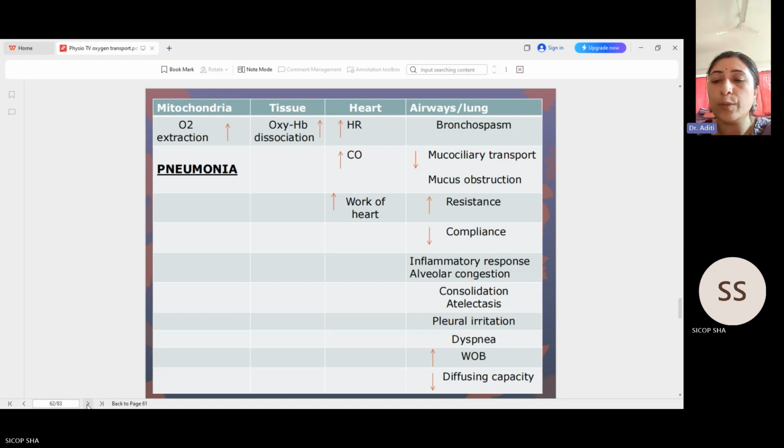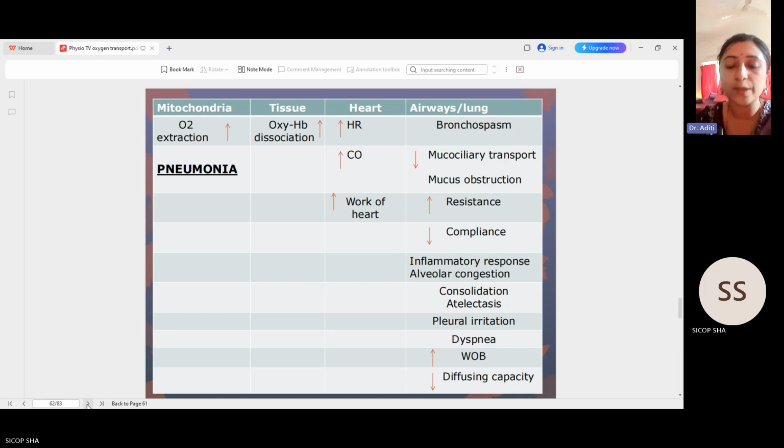Because of that, there is going to be mucus accumulation and mucus obstruction. The resistance is going to increase because of bronchospasm. Compliance of the lung is also going to decrease. Inflammatory response will also be triggered, which will result in alveolar congestion. There could be consolidation or atelectasis or pleural irritation. So the person might experience dyspnea, or there will be increased work of breathing, but the diffusing capacity is going to decrease.